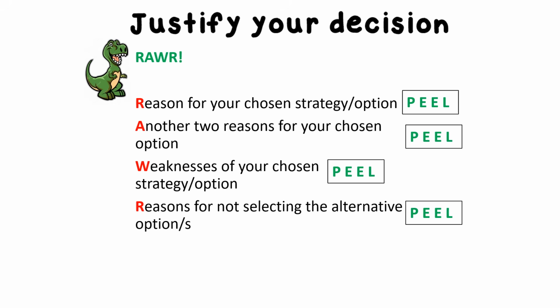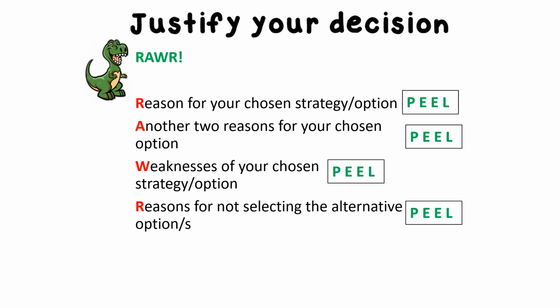Or here are 2 options, which one do you think would be better for us to use? Justify your decision. So you need to be pointing out that in your justification, you can see that your chosen strategy is not perfect. There are some weaknesses to your chosen strategy. However, you believe that it is the best strategy because whatever reason you want to give.